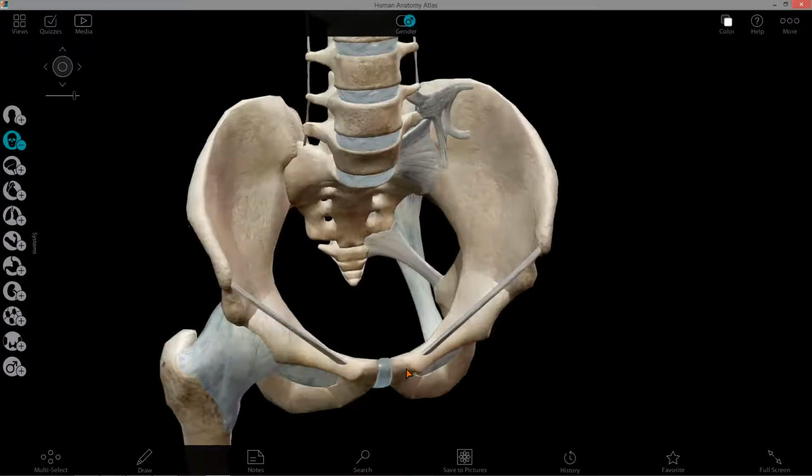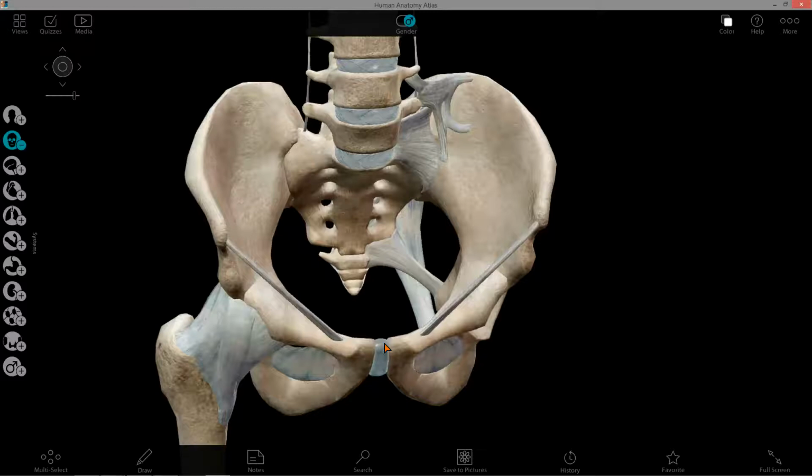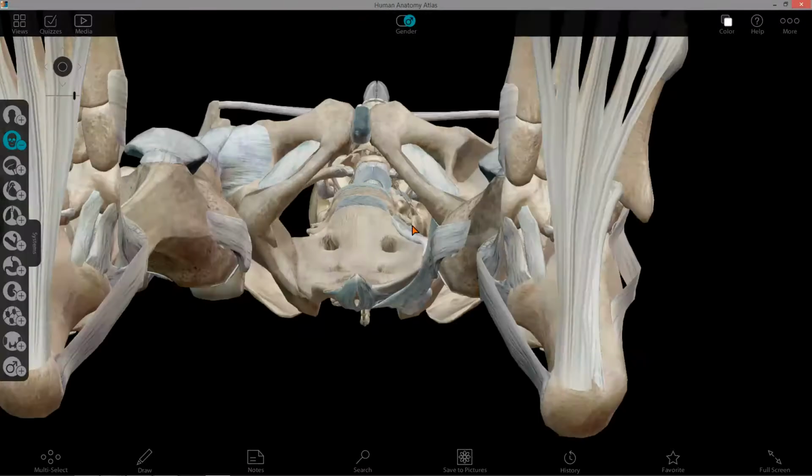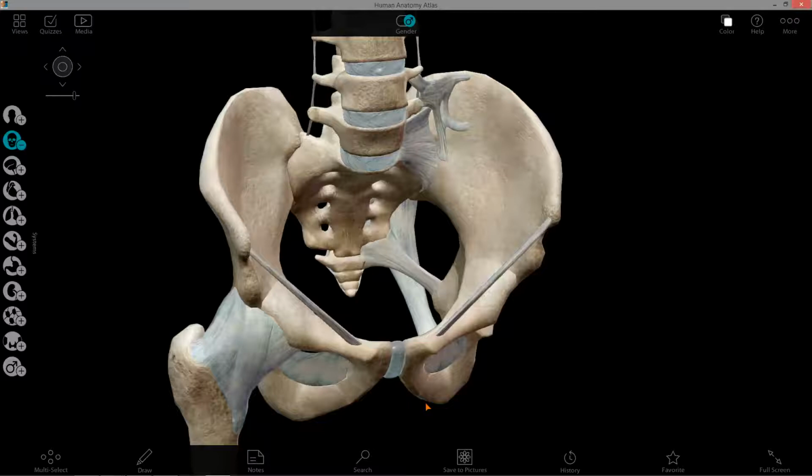Now, the lesser pelvis, which is also known as the true pelvis or the true pelvic cavity, is the region between the pelvic inlet and the pelvic outlet. Now, the pelvic outlet's simple enough. That's the area where you can exit here. The pelvic inlet is what I previously described.